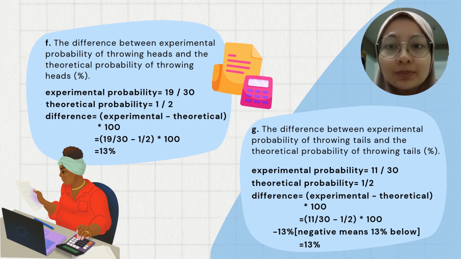While the difference between experimental probability of throwing tails and theoretical probability of throwing tails is as below. Experimental probability is 11/30, theoretical probability is 1/2, and the difference is experimental minus theoretical times 100. So, 11/30 minus 1/2 times 100 is negative 13%. Here, negative means 13% below, so the last answer will be 13%.